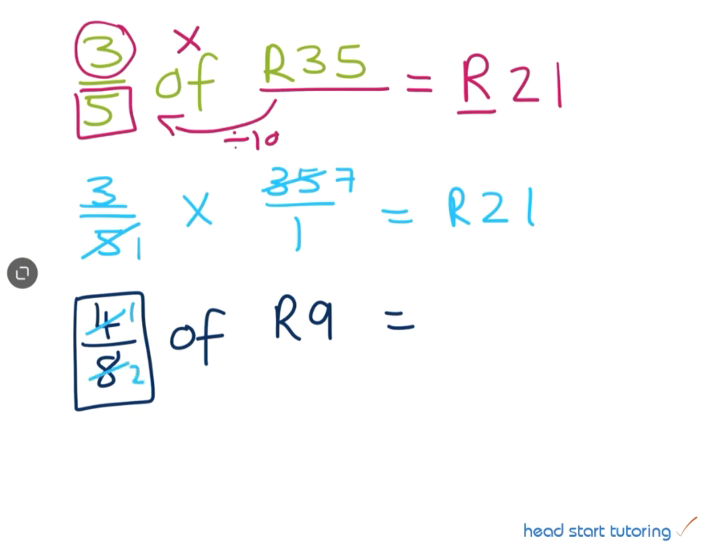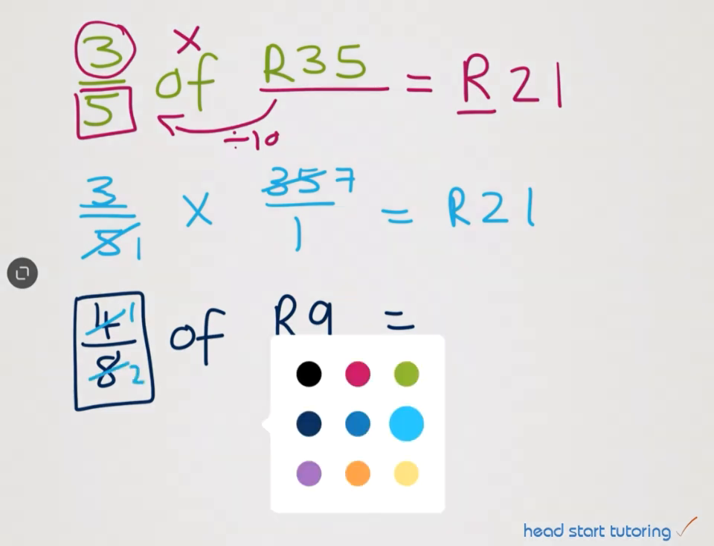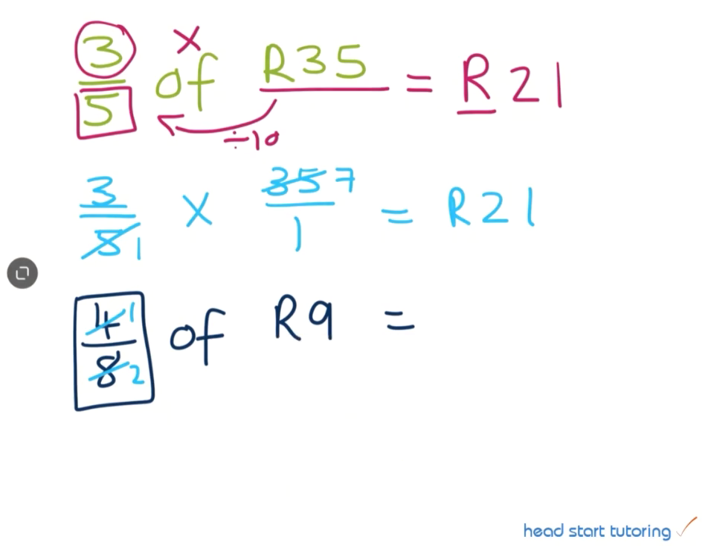So we end up with a half of 9, which we might be able to just work out in our heads. But if we were to do it this way using our "of", we would say 9 divided by 2 is equal to 4.5. And 4.5 multiplied by our numerator, which is 1, is just 4.5. So we end up with 4.5 Rands, or 4 Rand 50.